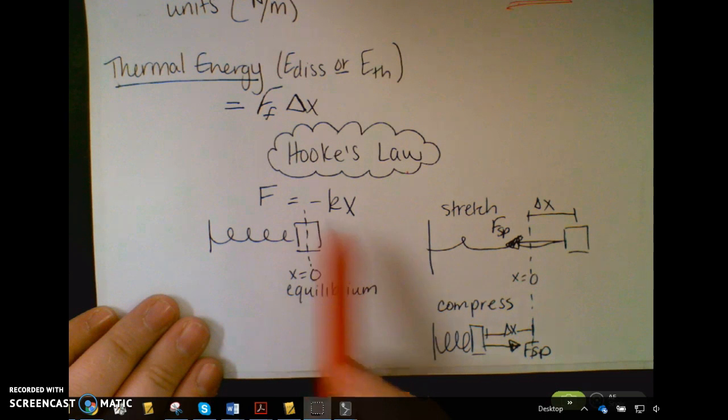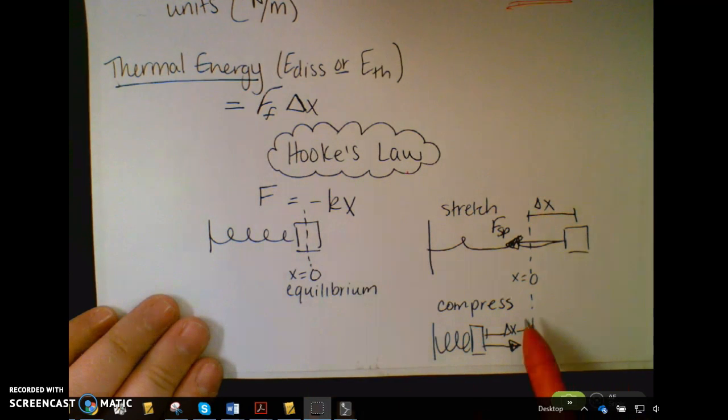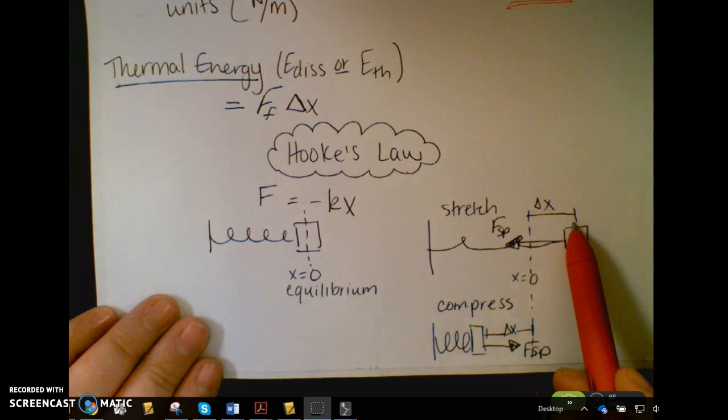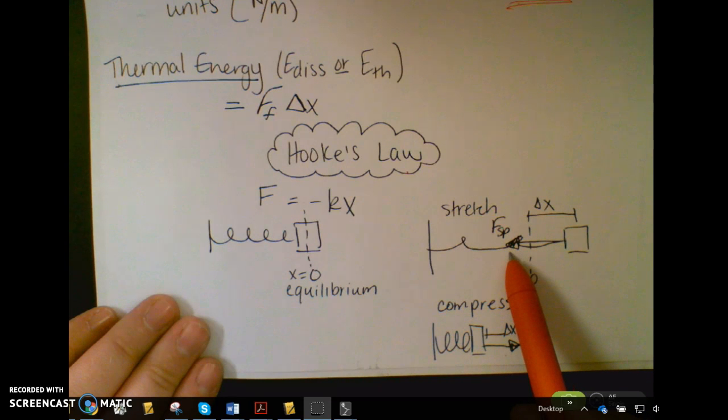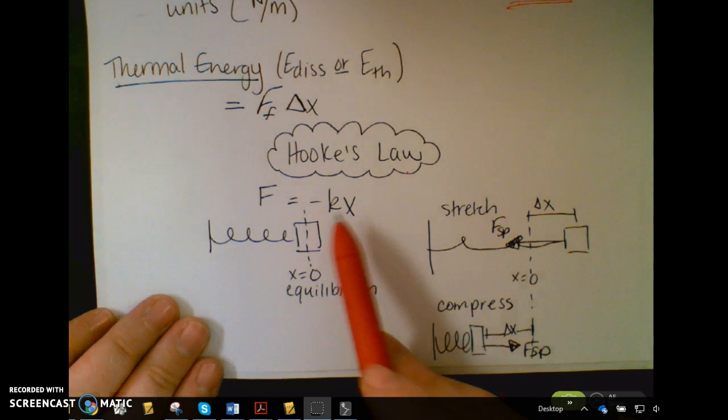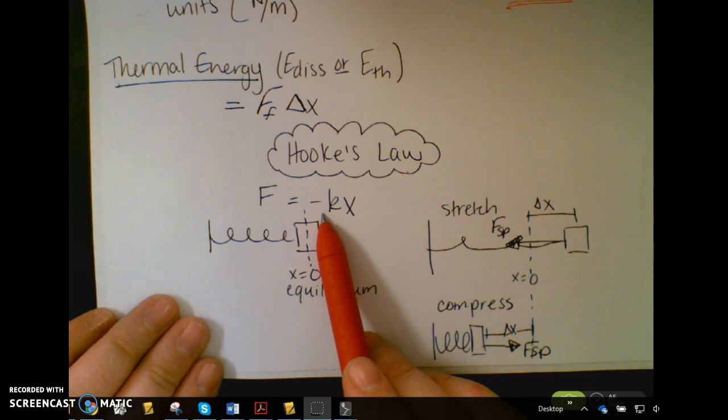And so if I were to compress it with a negative displacement, then I would have a negative K times a negative X. So that double negative indicates a force to the right. That's what the negative means. Here, if I move a positive displacement, then my spring force is negative, or to the left. Again, negatives in physics most of the time just mean direction.